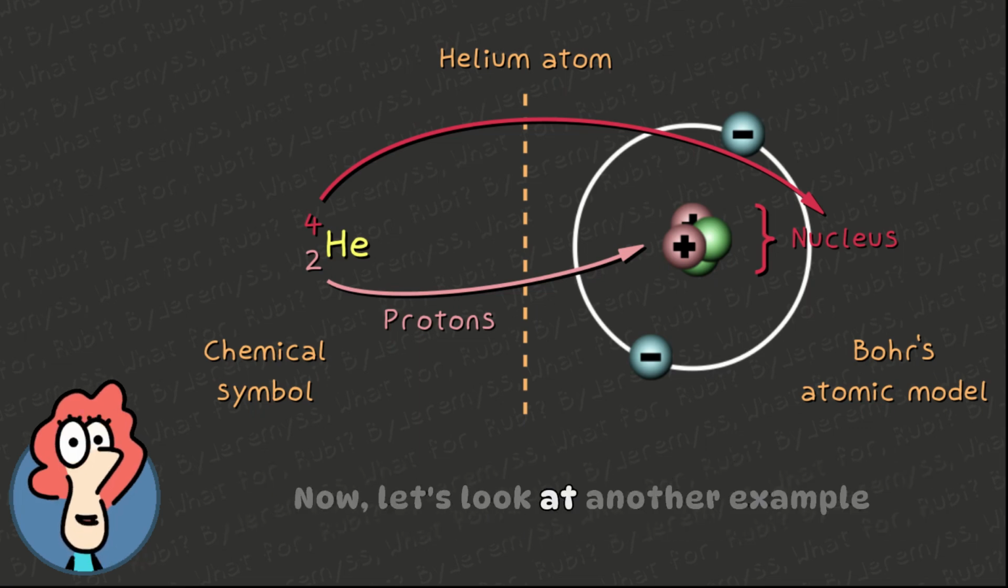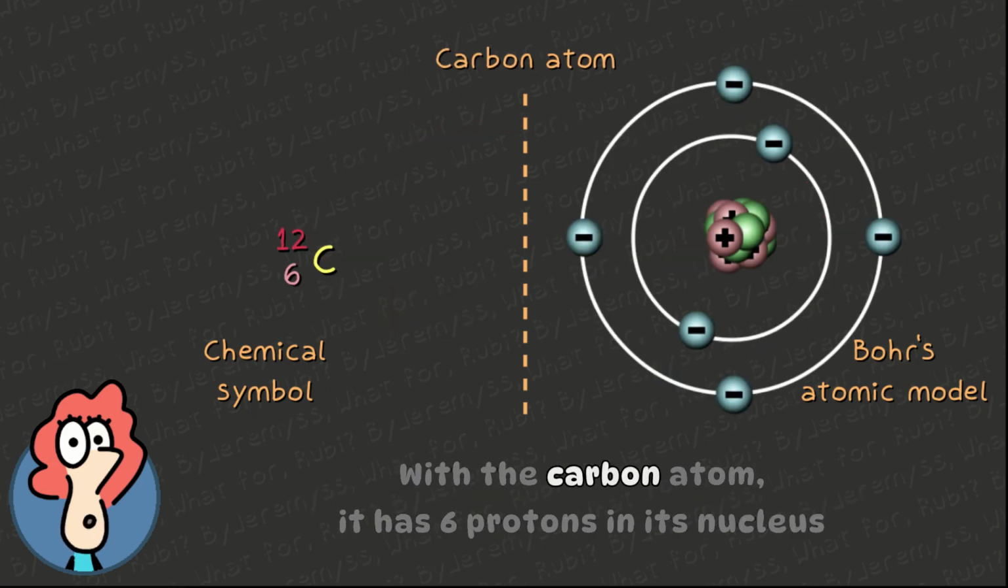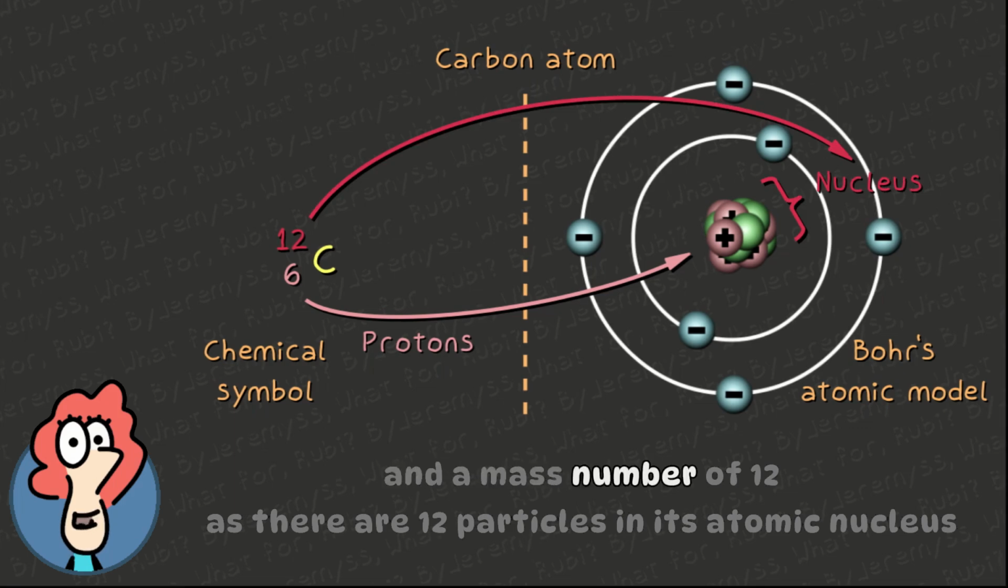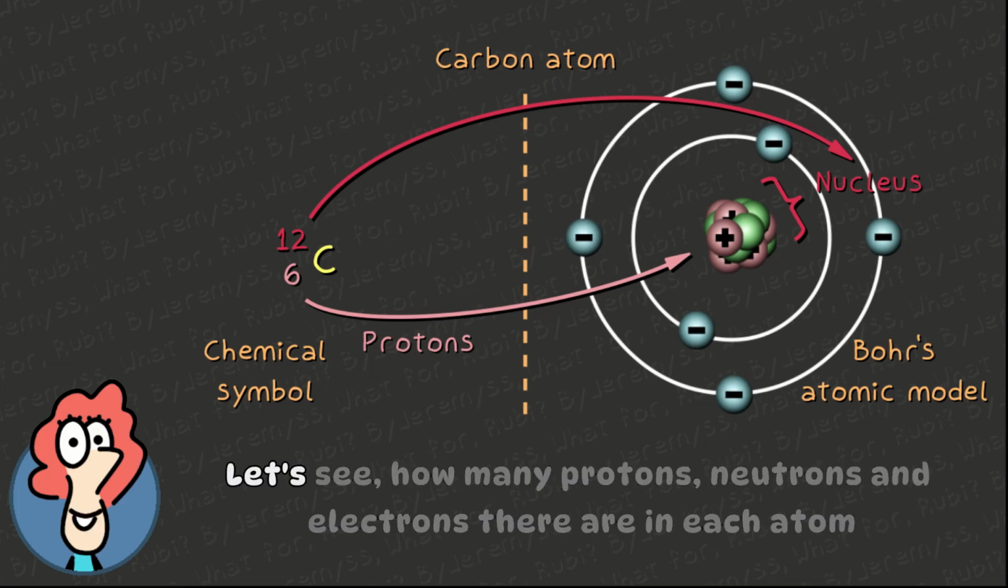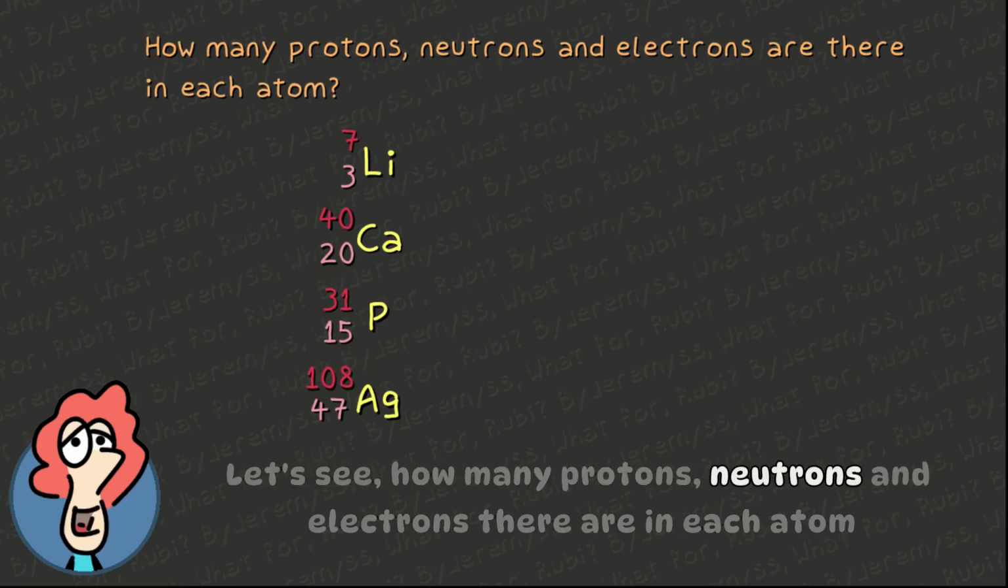Now, let's look at another example with the carbon atom. It has 6 protons in its nucleus and a mass number of 12, as there are 12 particles in its atomic nucleus. Let's see how many protons, neutrons, and electrons there are in each atom.